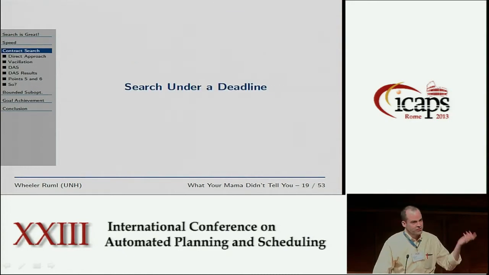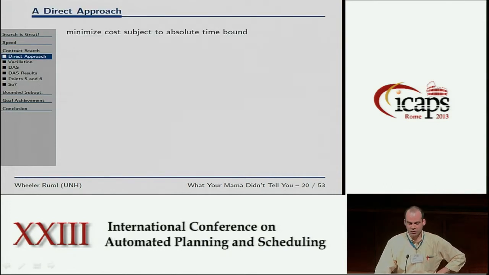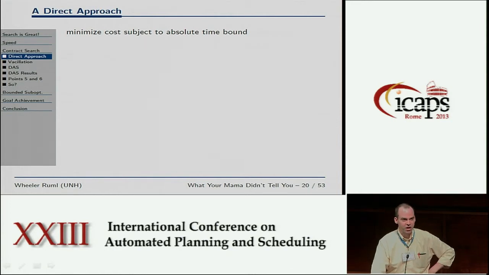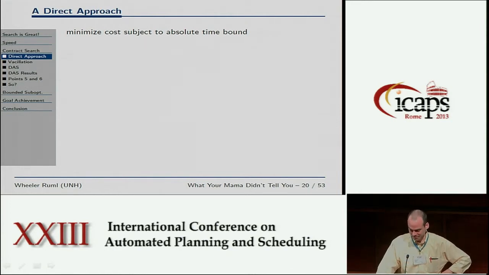Okay, so that was a cute little trick, but are these things good for anything else? Well, let's look at the next problem setting that I want to address today. This is searching under a deadline. It's also called contract search, where you give the search algorithm a certain amount of time, and you want to find the best solution you can within that time. So we're minimizing costs subject to an absolute time bound.